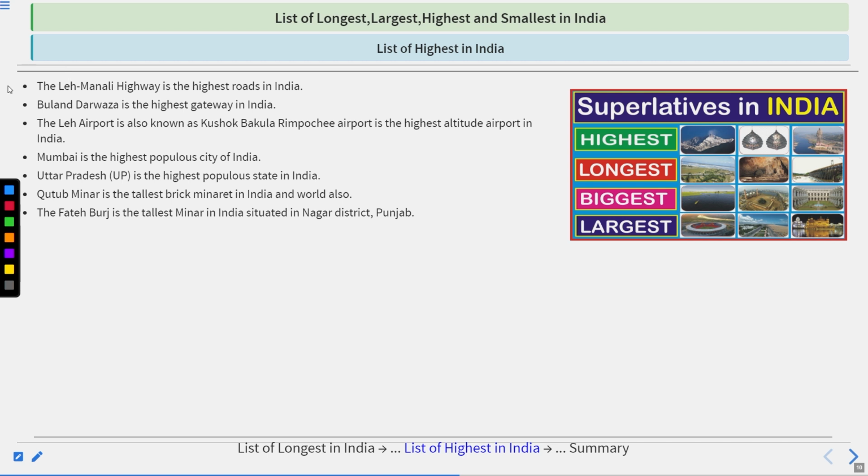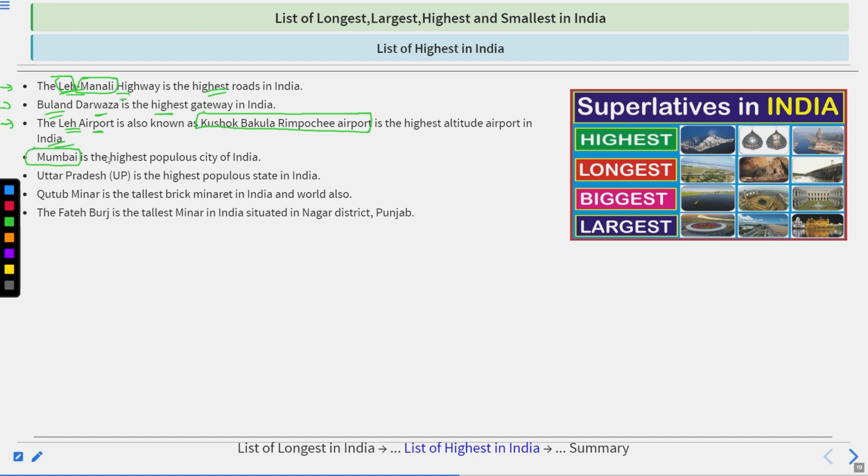Now, the Leh-Manali Highway is the highest road in India, connecting Manali in Himachal Pradesh to Leh in Ladakh. The Buland Darwaza is the highest gateway of India. Leh Airport, also known as Kushok Bakula Rimpochee Airport, is one of the highest altitude airports in the world, and it is the highest altitude airport in India.